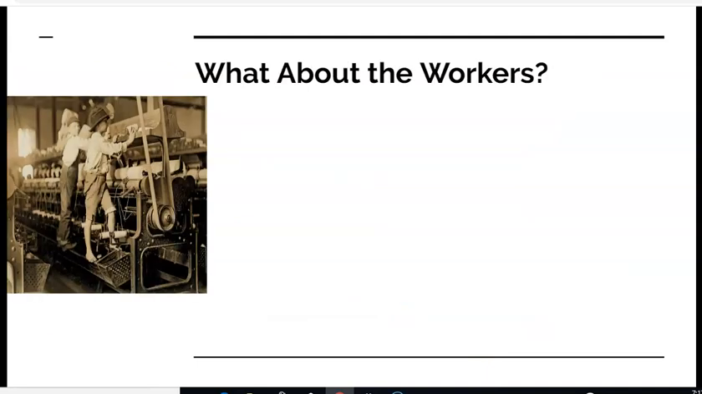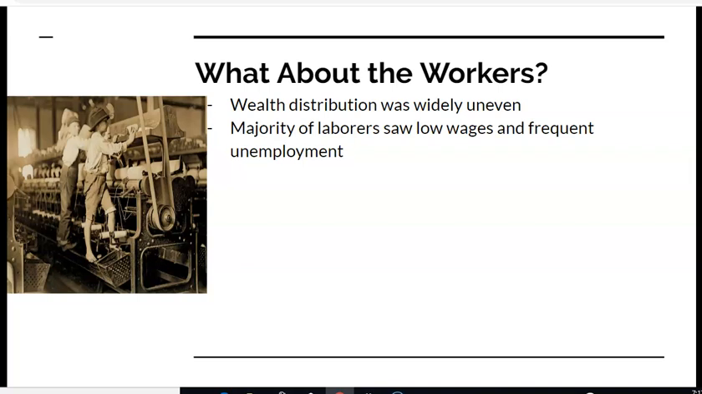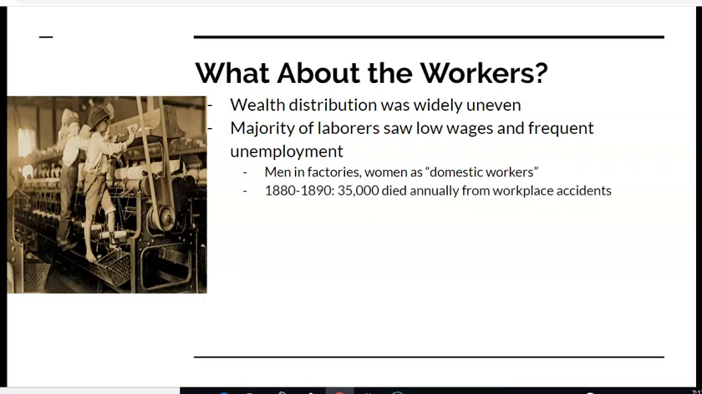So, what about the workers? Well, wealth distribution in the United States was widely uneven during this time period. The majority of laborers saw low wages and frequent unemployment. Men would often work in factories, and women would work as well, either in factories or as domestic workers, as maids, taking care of children in higher income households. But from 1880 to 1890, over 35,000 died annually from workplace accidents. Again, that's 35,000 dying annually from workplace accidents.